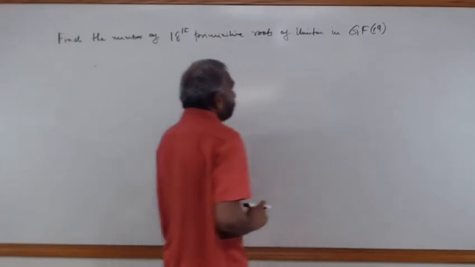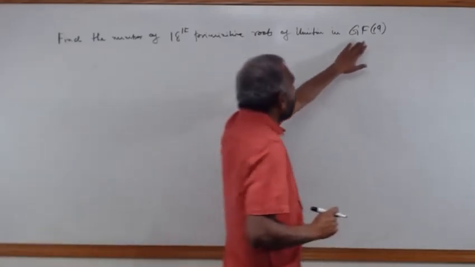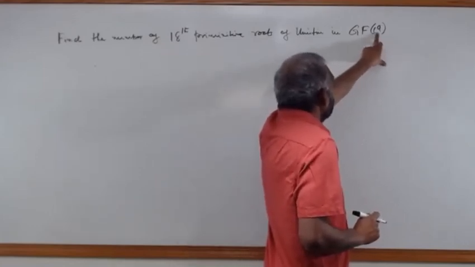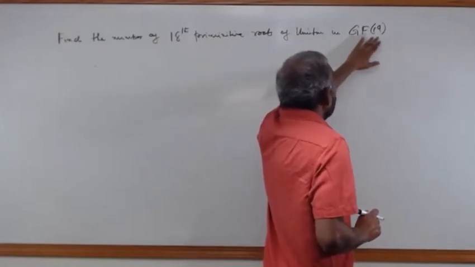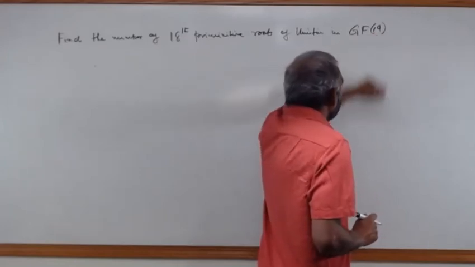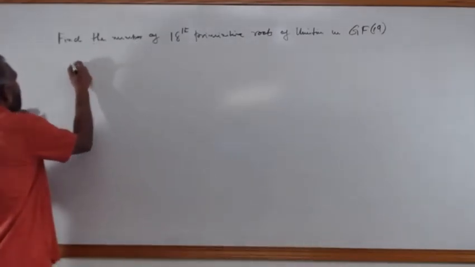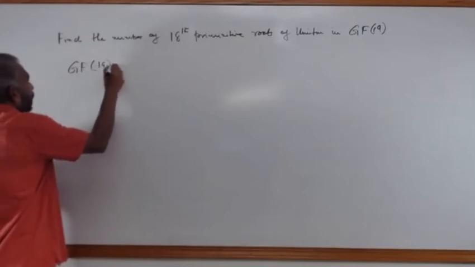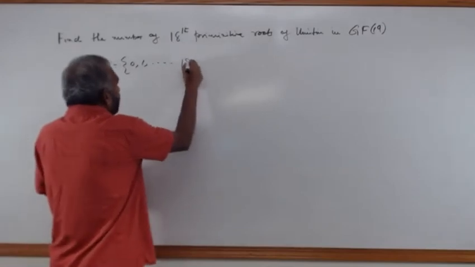GF19 is the Galois field of order 19. 19 is a prime number, so this is a finite field of 19 elements. Actually GF19 will be 0, 1 up to 18.